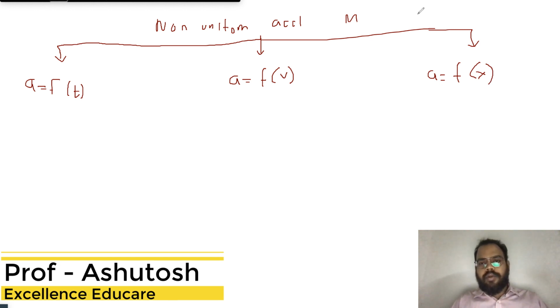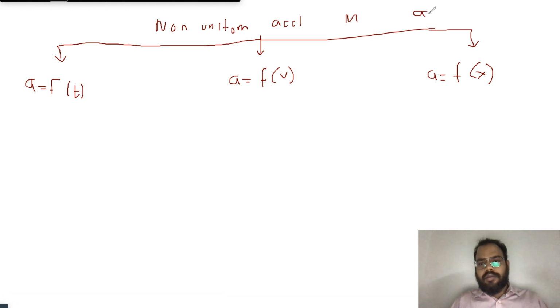So what do you mean by function of time, function of velocity, function of displacement? They can give you acceleration equal to 3t square minus t. So 3t square minus t is a function of time. They can give you any function, so I am writing in general terms. So let's look at the first type, that is acceleration as a function of time.